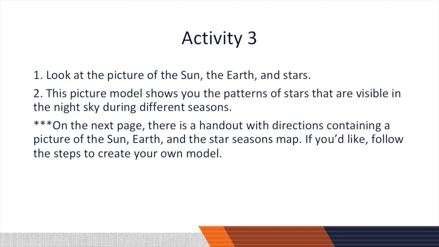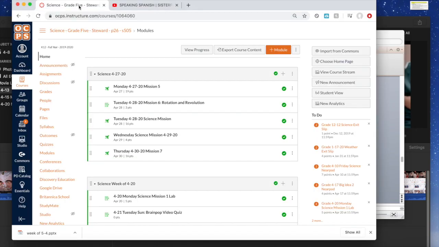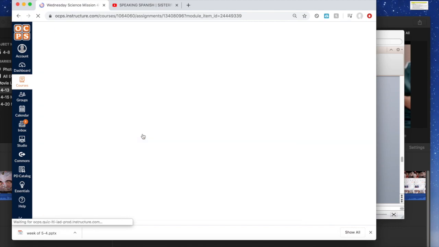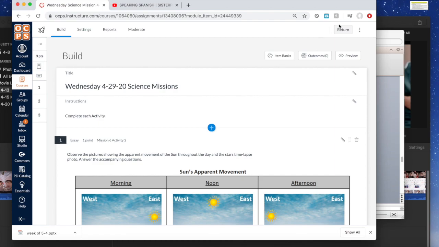So, what does it look like on Canvas? This is what it looks like on Canvas. On Canvas, you're going to look for today. It says Wednesday, Science Mission 4/29/20. You click on it. And yes, I have to show people how to do this still. Oops, I don't want to give you the answers.